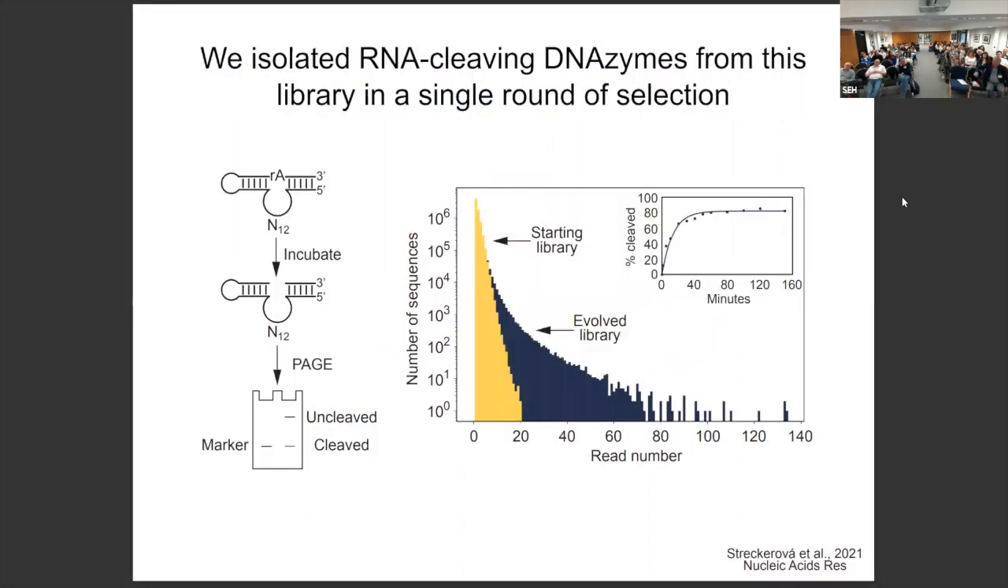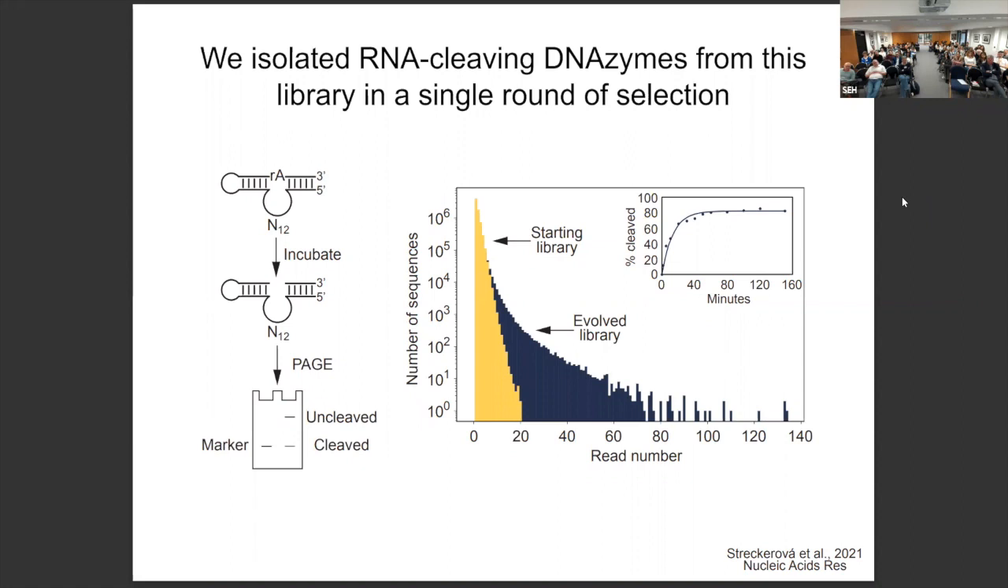So here is the workflow that we used. So we incubated this library under conditions in which cleavage does not normally occur. We then purified the cleaved molecules by running a single PAGE gel. We cut them from the gel and characterized them by high-throughput sequencing. On the right, I'm showing you the distribution of read numbers in both the starting library, shown in yellow, and the evolved library, shown in blue.